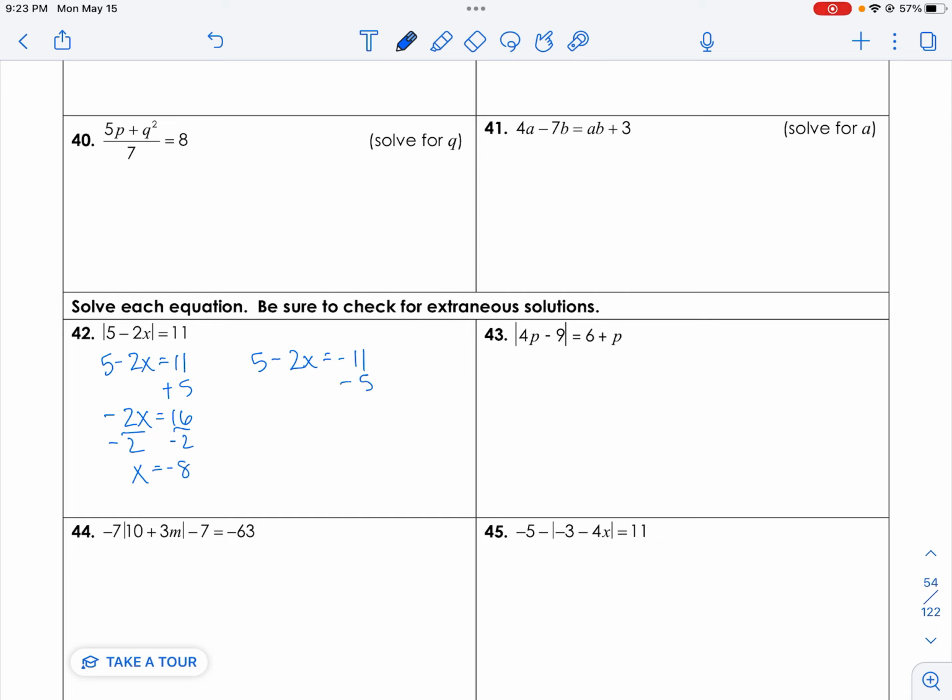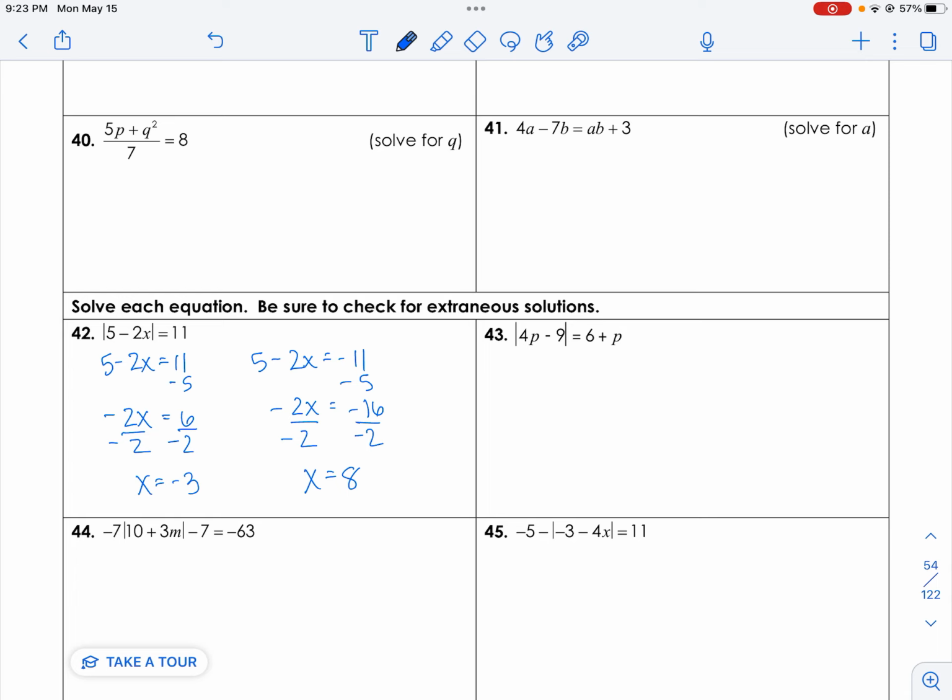Here I subtract 5, so negative 2x equals negative 16. Oops, I should be subtracting 5. I'm sorry about that. Let's delete on this side. This should be subtracting 5. That should be 6 divided by negative 2, and x should equal negative 3. Over here, I subtract 5. Negative 2x equals negative 16, and x equals 8.